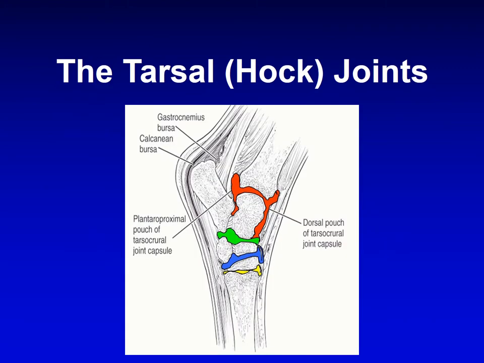So this slide shows where the communication takes place. First, between the tibiotarsal or the tarsocrural joint and the proximal intertarsal joint. Second is between the distal intertarsal joint and the tarsometatarsal joint. So one injection will get these two joints, and one injection will get these two joints. Now, the injection to get the tibiotarsal and the proximal intertarsal occurs at the dorsomedial pouch of the tarsocrural joint.